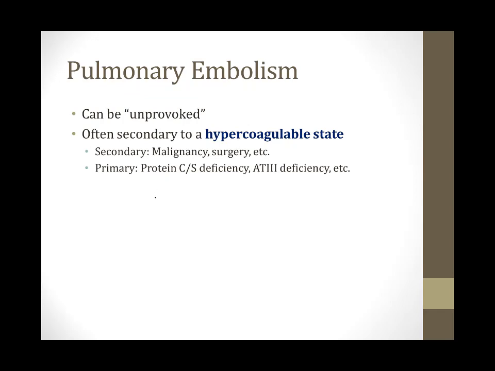Sometimes pulmonary emboli are spontaneous, or so-called unprovoked pulmonary emboli, but you should be aware that often they are secondary to some hypercoagulable state. I discuss hypercoagulable states in detail in the hematology section, but just by way of review, there are hypercoagulable states that are secondary to another condition like malignancy or surgery. There are also primary hypercoagulable states, which are defects in the clotting system. These are things like protein C and S deficiency or an antithrombin III deficiency or many other conditions.